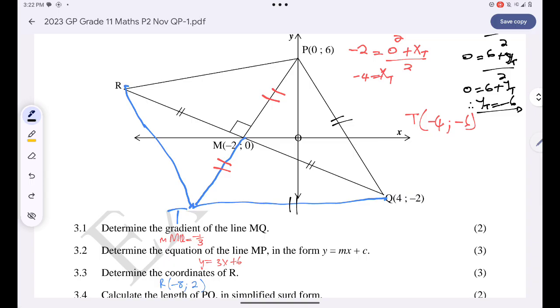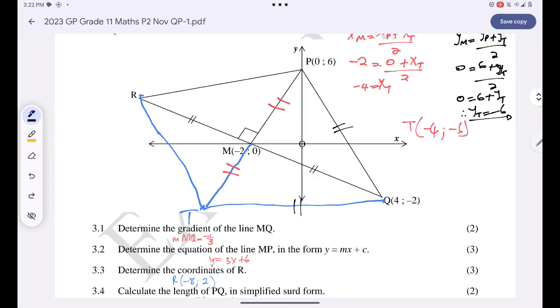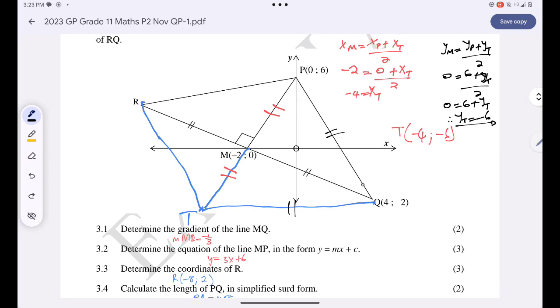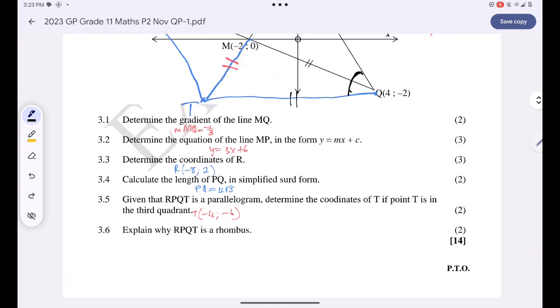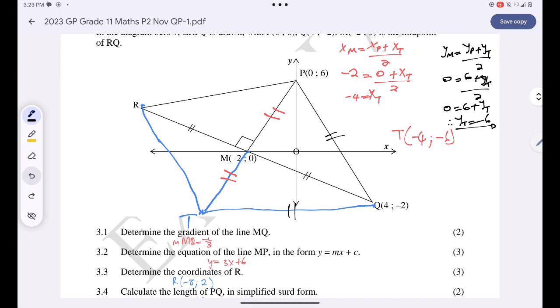So for a square, you need to show that the adjacent sides are equal and one of the angles is 90 degrees. This angle is not 90 degrees, so it cannot be a square. How many marks is this? Just 2 marks. So you don't have to worry about showing the angle. Just show that the adjacent sides are equal.